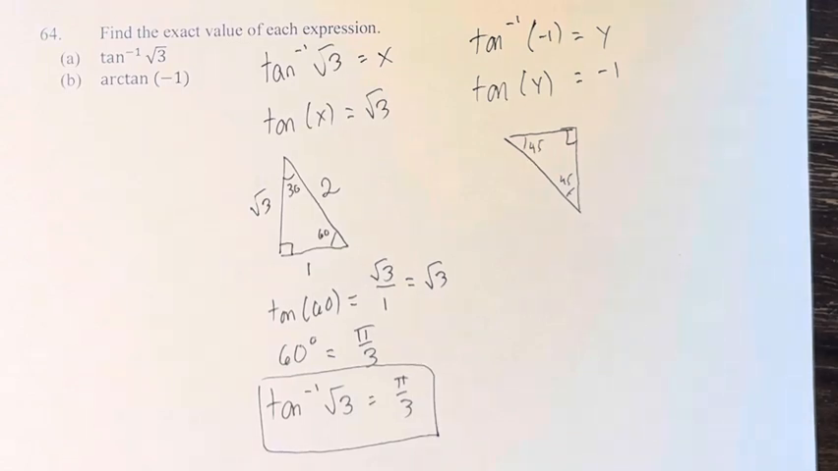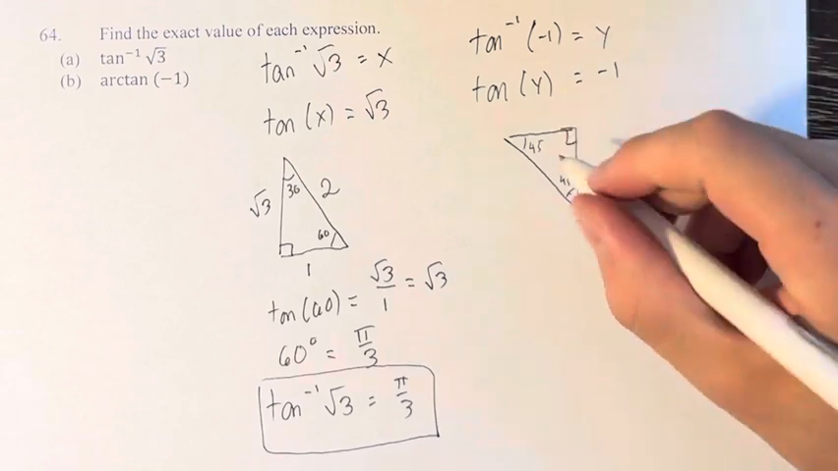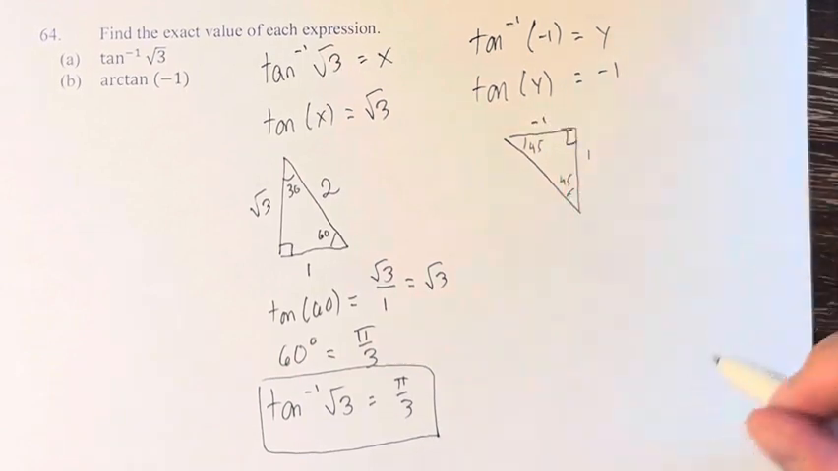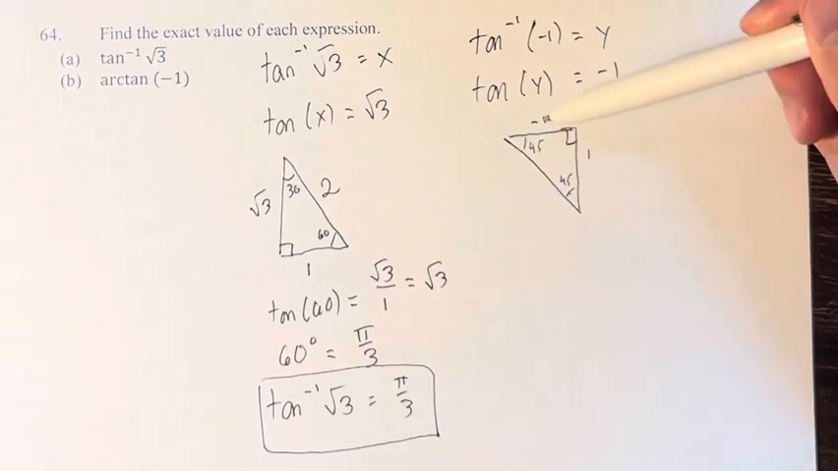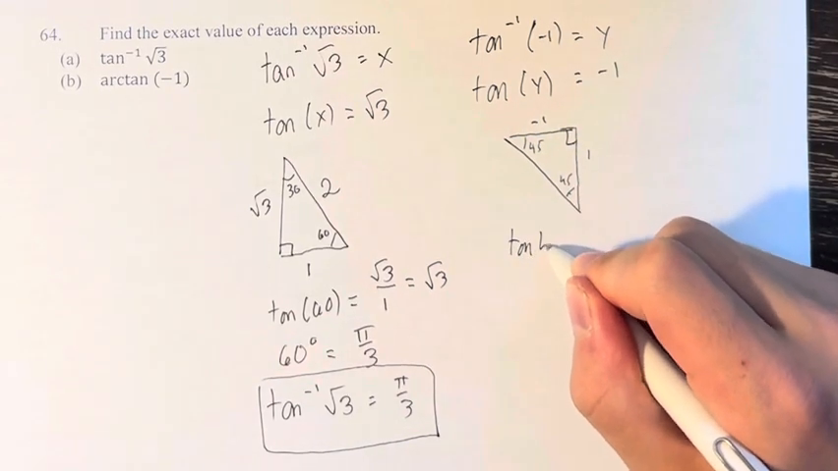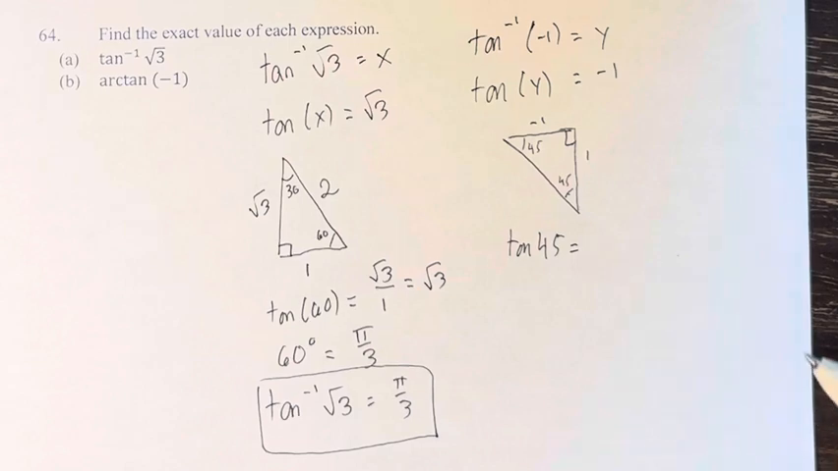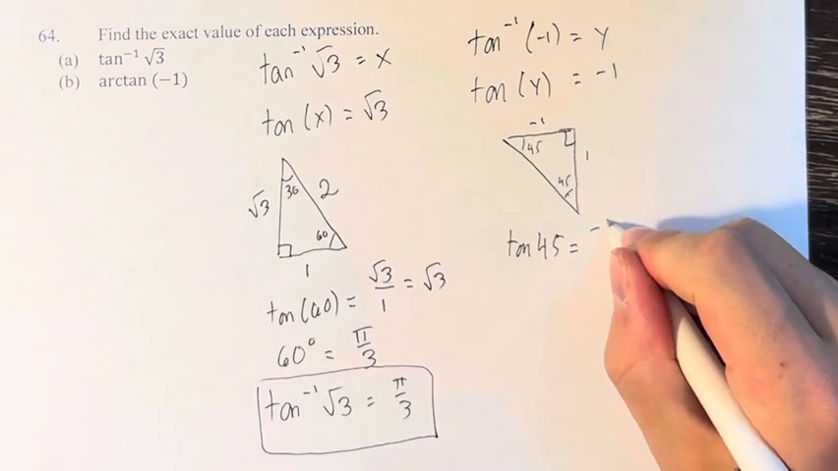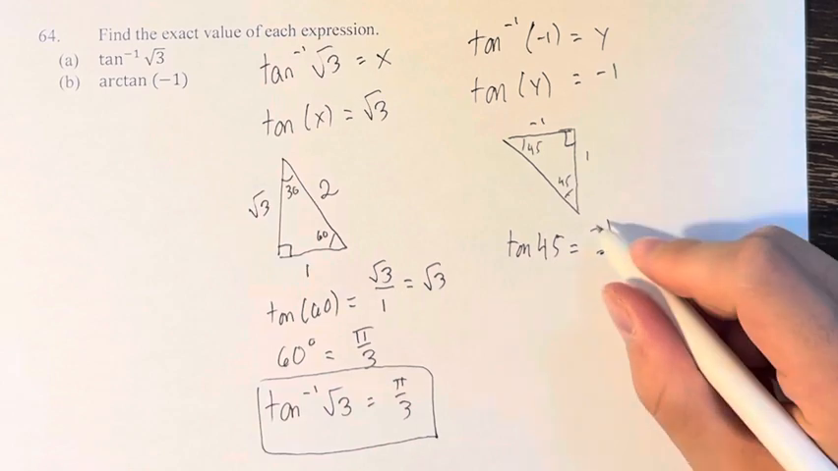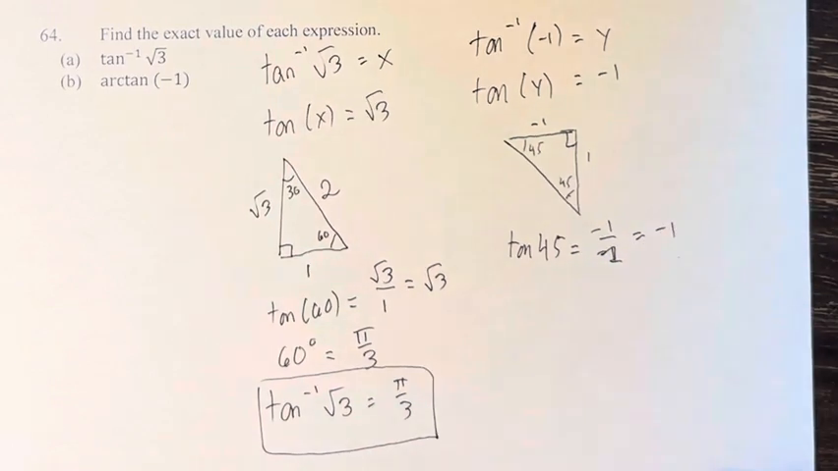We can see here that the tangent function equals -1 because if we have 1 and -1, when either of these directions are negative, the tangent of 45 is equal to -1 over 1. Sorry, -1 over +1, which is -1.